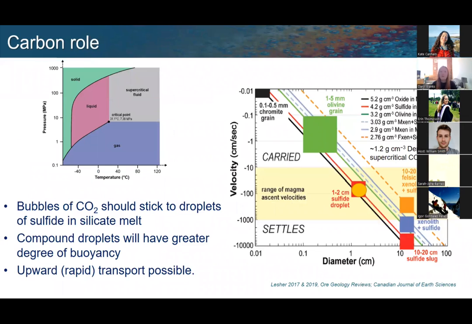However, we see an association of carbon and sulfide together. So essentially, this shown affinity could potentially form compound droplets. At the pressure and depth that we look at in the lower mantle, the carbon would be present as a CO2 supercritical fluid. So this is quite critical. If we form a compound droplet with our sulfide droplet, we're essentially decreasing the buoyancy of not just the sulfide compound, but essentially the knot itself. So this potentially allows this upward transport from the mantle into the crust.